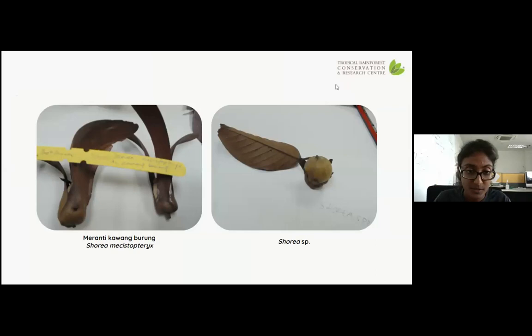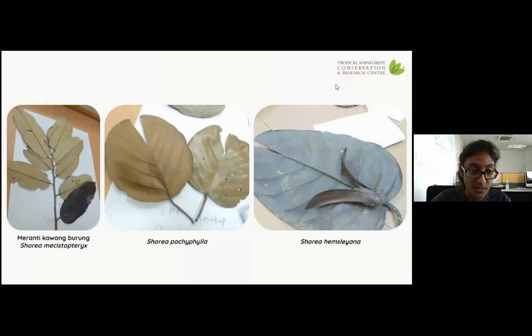More examples, Shorea mecistopteryx, another Shorea species. If you look at the leaf, the above surface and the undersurface have very different color. If the leaves are dried, you can really see the difference in color as compared to a fresh leaf. Shorea pachyphylla has an almost round-like leaf shape, and Shorea hemsleyana has big leaves. So they are very distinct from each other.